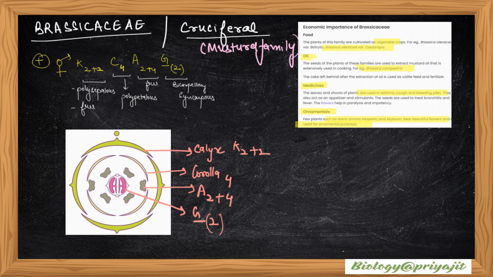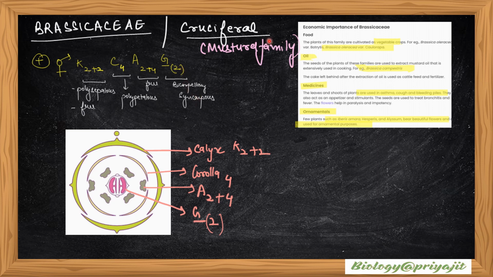Now we'll go for Brassicaceae. Here we'll find the actinomorphic type of symmetry, bisexual flower. There are 4 sepals present. They are free, the polysepalous condition, polypetalous condition is found. 4 petals are there which are freely arranged. Androecium is also free. There are 6 androecium, 2 and 4. The bicarpellary syncarpous ovary is found. They are in fused condition.